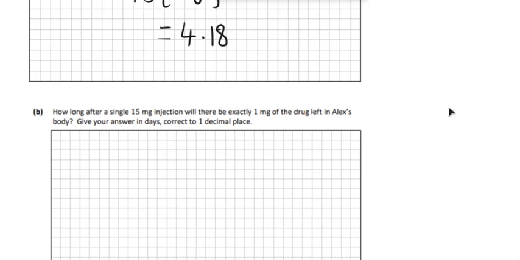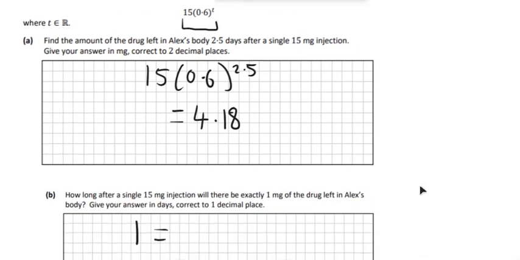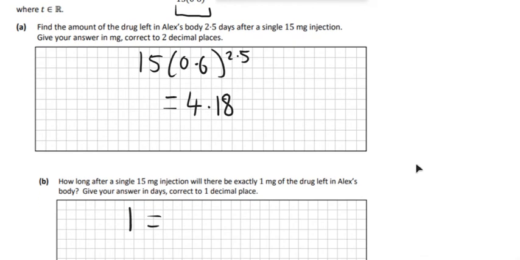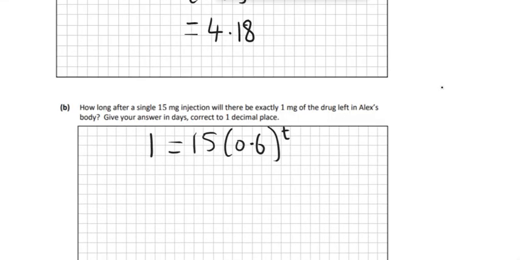How long after a single injection will there be exactly one meg of the drug left in his body? So we're looking for when the answer is 1, basically. So when will 1 be equal to the formula? So 15 times 0.6 to the power of t, and we're trying to find out t. So we can bring over the 15, so it's 1 over 15 equals 0.6 to the power of t.